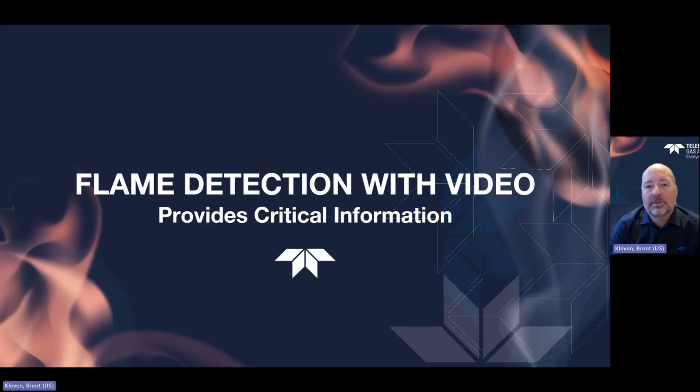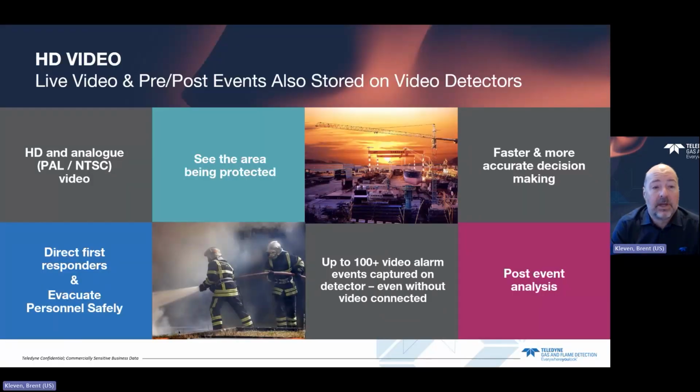So why we're talking about flame detection with video is because it provides a lot of the critical information that we're talking about needing here. In the video flame detectors that we're talking about, we have both an analog and a high definition. So we've got the older PAL NTSC type of video, but we also have the network video with a high definition. This allows us to see the area being protected. For example, a lot of people are saying, how do I know that I'm looking at the area that I want to be looking at with my flame detector? By overlaying the camera in here, being able to take a look at the camera, we can confirm that we're looking at the right area.